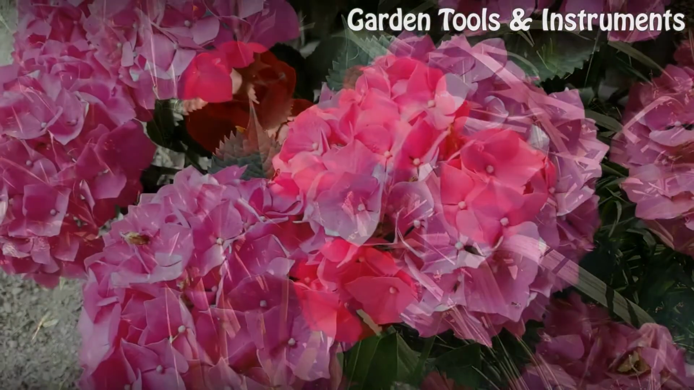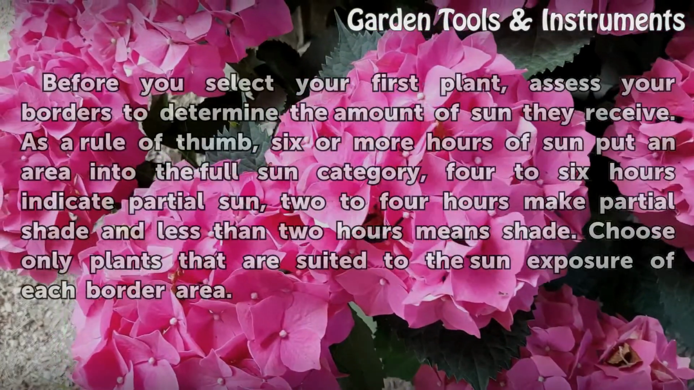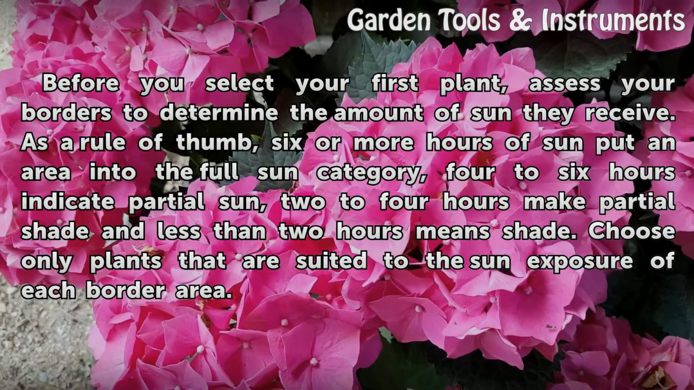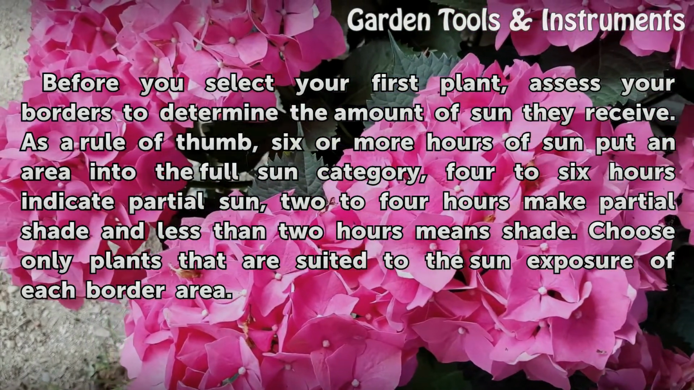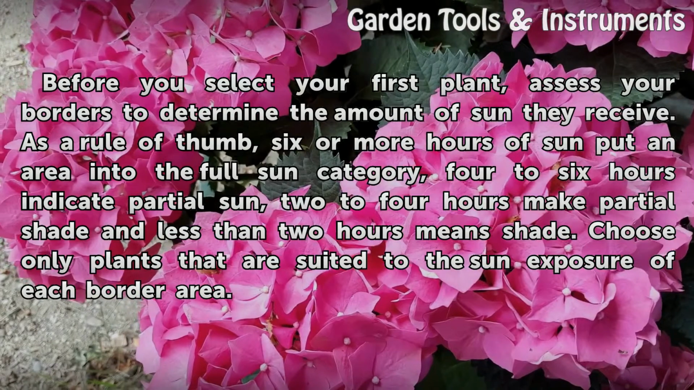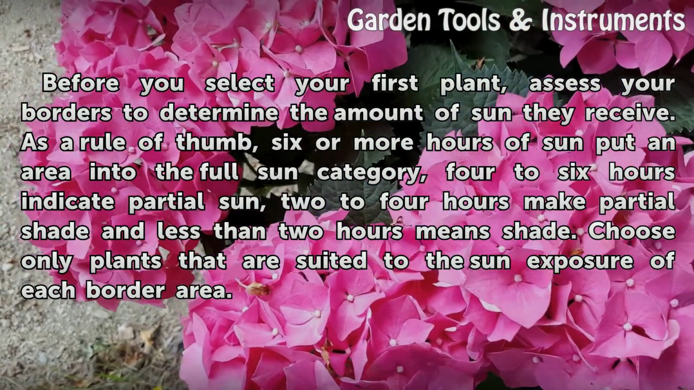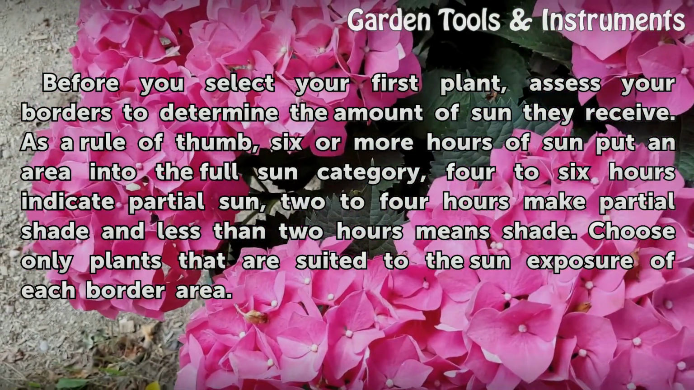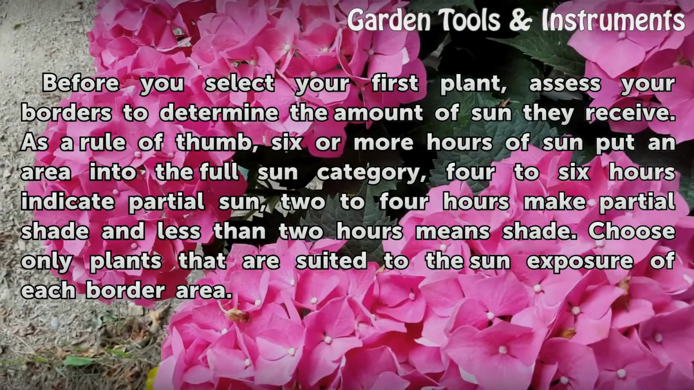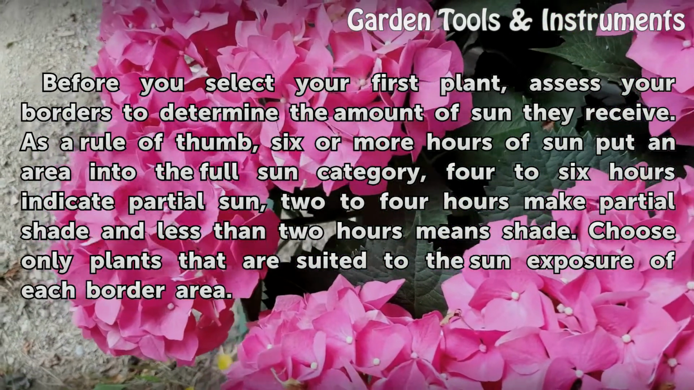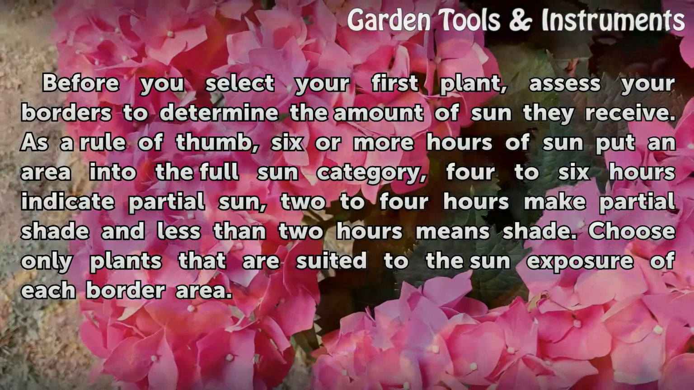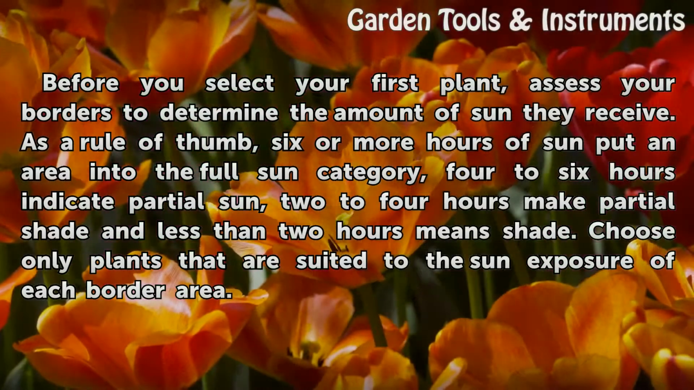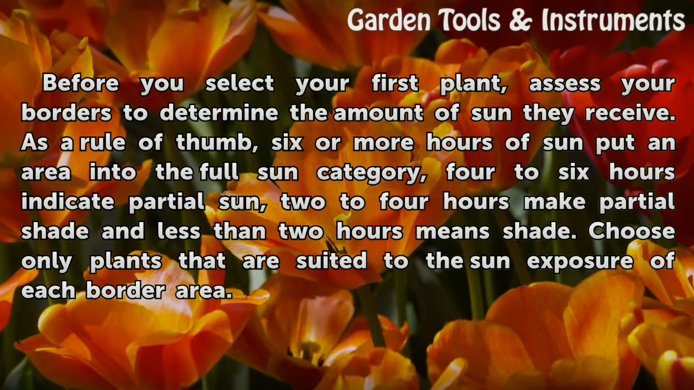Sun and shade. Before you select your first plant, assess your borders to determine the amount of sun they receive. As a rule of thumb, 6 or more hours of sun put an area into the full sun category. 4 to 6 hours indicate partial sun, 2 to 4 hours make partial shade, and less than 2 hours means shade. Choose only plants that are suited to the sun exposure of each border area.